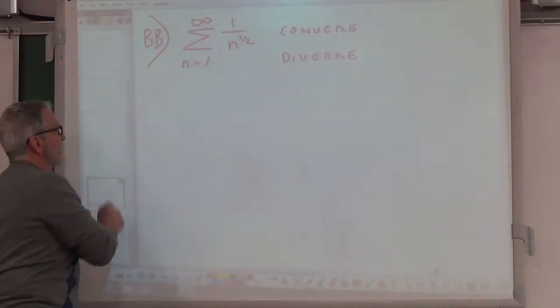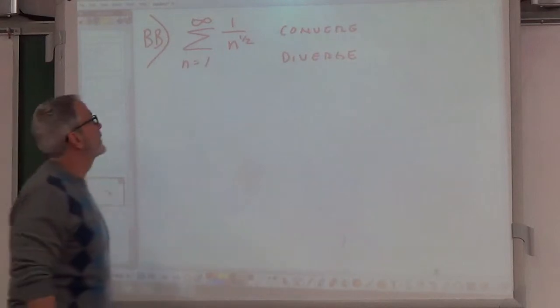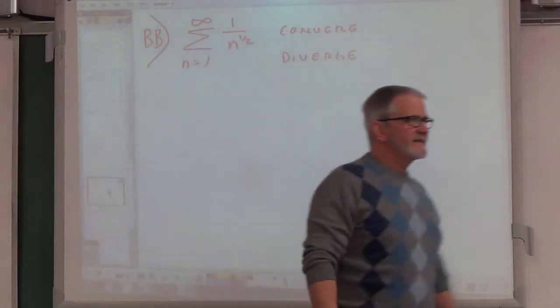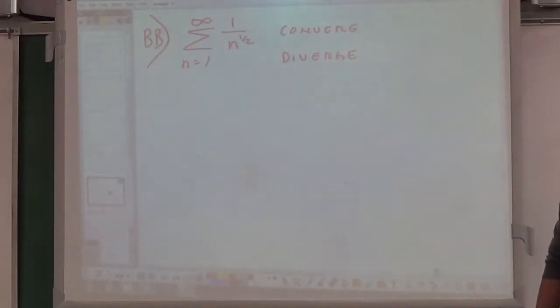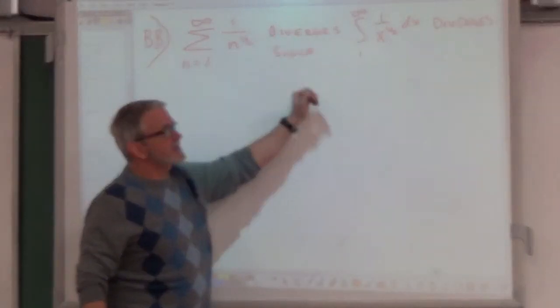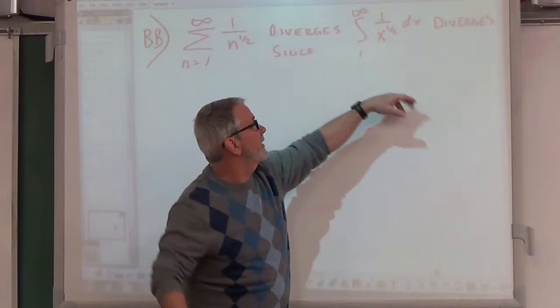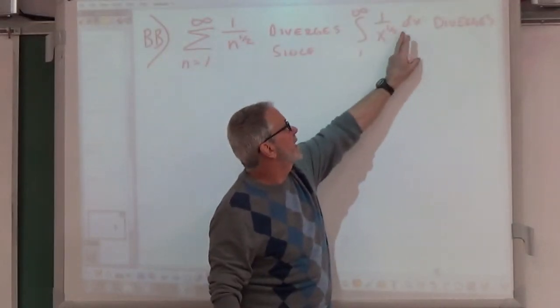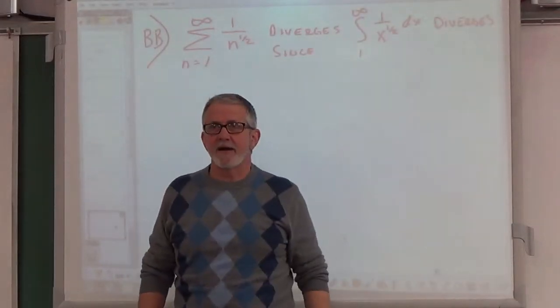Let's go to that second example, from 1 to infinity. The series from 1 to infinity of 1 over n to the 1/2. Does it converge or diverge? Think about that for a moment. Young lady in the back, what do you think? Oh, you are absolutely right. That one diverges also, since this improper integral from 1 to infinity of 1 over x to the 1/2 dx diverges.